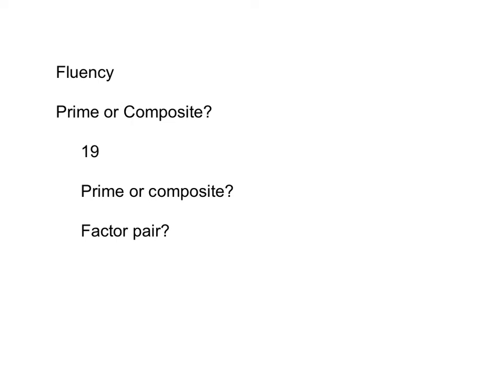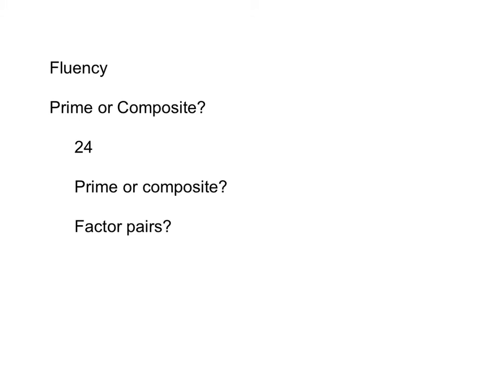All right, 19. Is 19 prime or composite? We know that 1 and 19 are a factor pair, so 1 and 19 together. And are there any others? 2 does not go evenly into it. We know that because it's not even. 3 does not. 4 does not. 5 does not because it's not a 0 or a 5. 6 does not. 7, 8, 9, none of those go into it. So we know that 19 is prime.